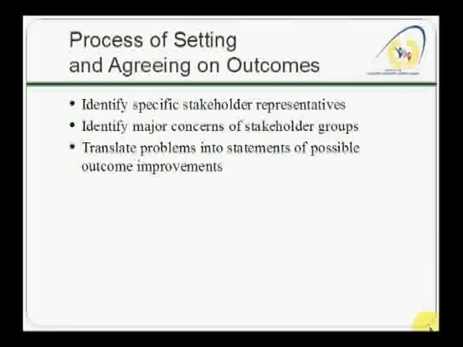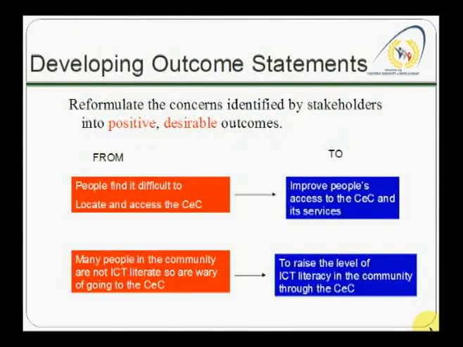Okay, so once you have gathered all these different problems and issues for your CEC, you would then need to convert or translate those critical problems, or the common problems you identified, into positive statements, and these positive statements will be your possible outcomes. And if you have positive statements as outcomes, it means that you would need to improve on the way your CEC is being run in order to attain those positive outcomes.